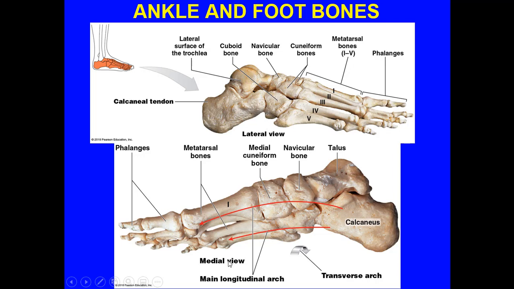Now, there are several main arches. There's a transverse one that goes across. And then there are the main longitudinal arches. And you can see how they kind of rise up and then come down. You can see where they come down from the metatarsals and eventually to the rest of the phalanges. Okay?